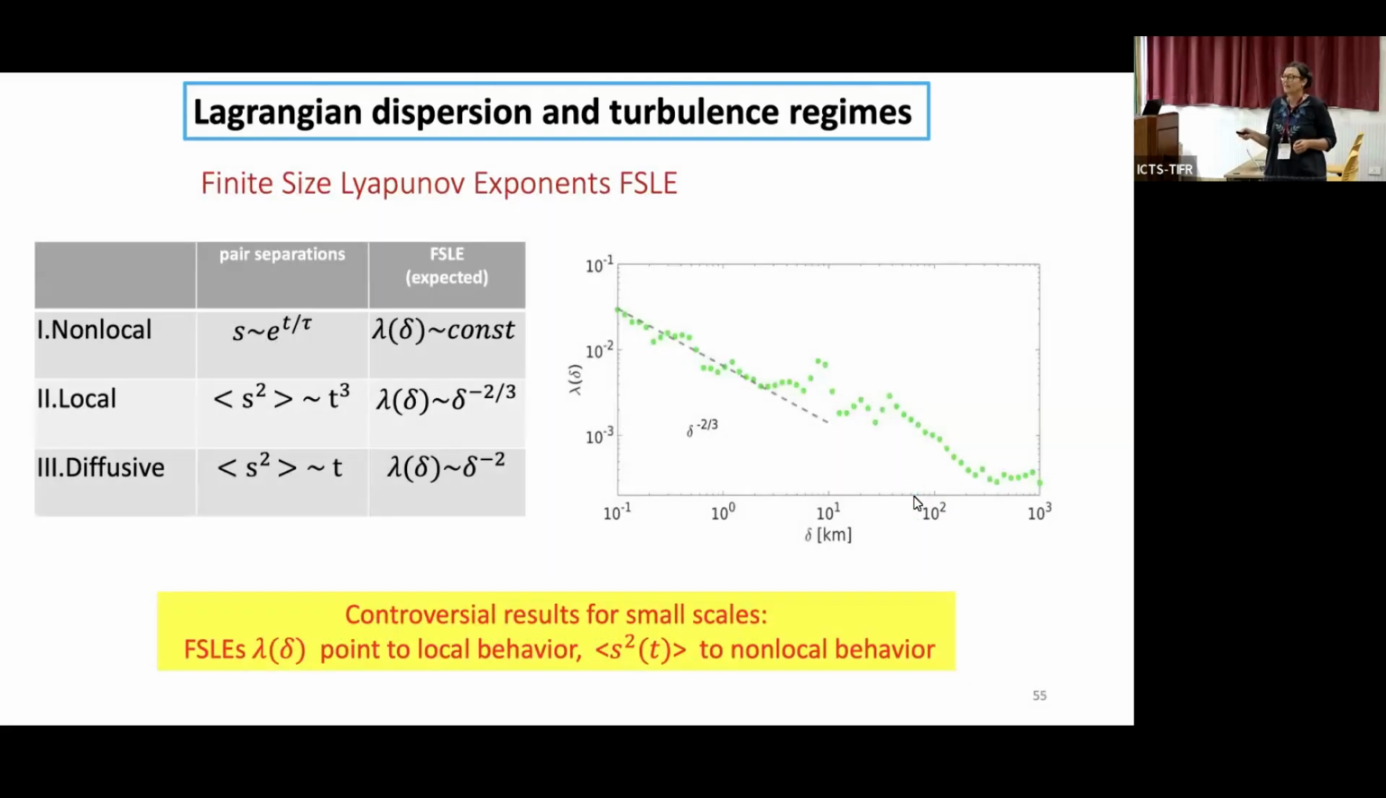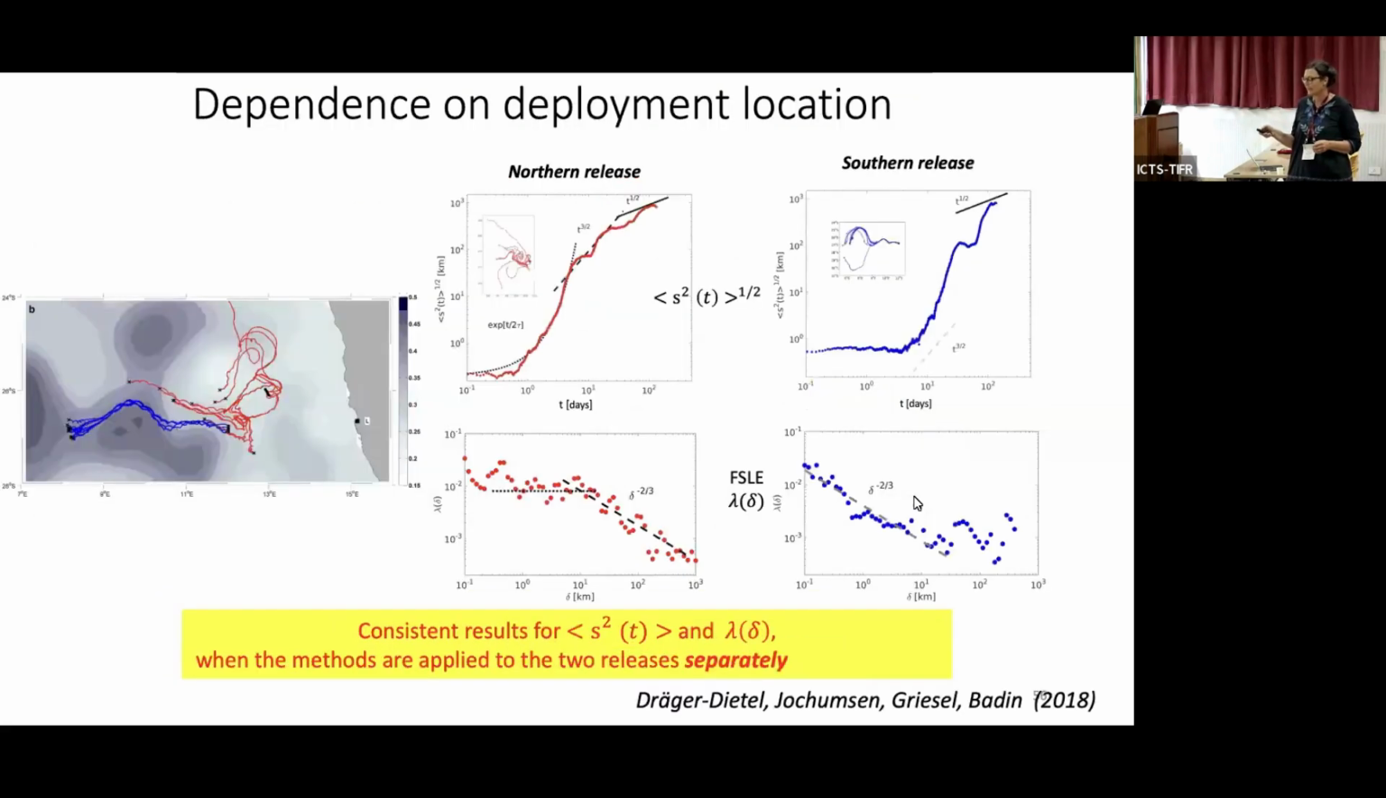There are predictions for this finite size Lyapunov exponent. For the non-local regime, it should be constant. For the local regime, it goes like delta to the power of minus 2/3. What we see for the total deployment is actually controversial results, because here for small scales, it's not constant, but it goes like delta to the power of minus 2/3. And this can be resolved if you look at the 2 releases separately.